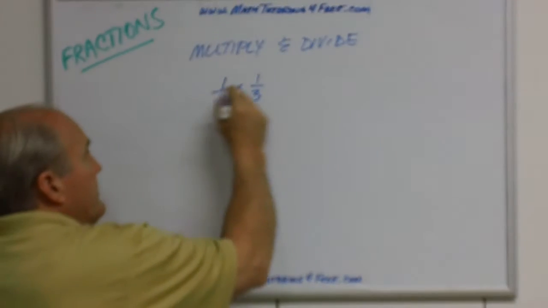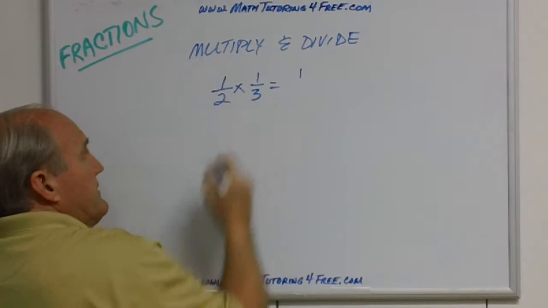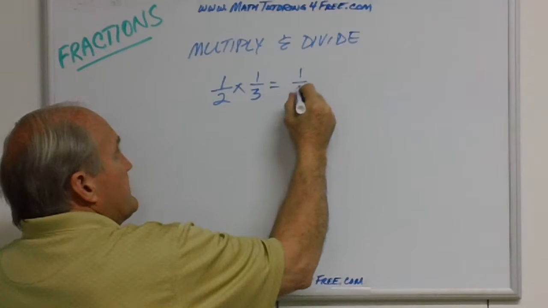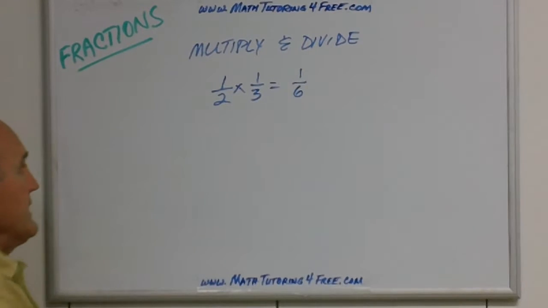We multiply the numerator times the numerator. 1 times 1 is 1. And the denominator straight across, 2 times 3. So the answer here is 1/6. Okay? Let's do another one.